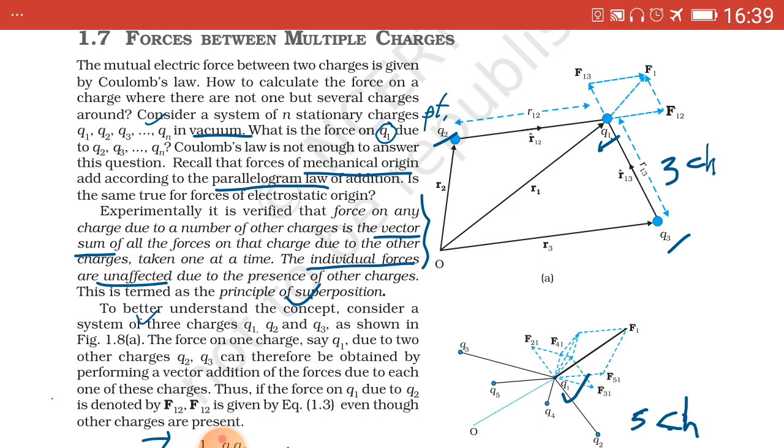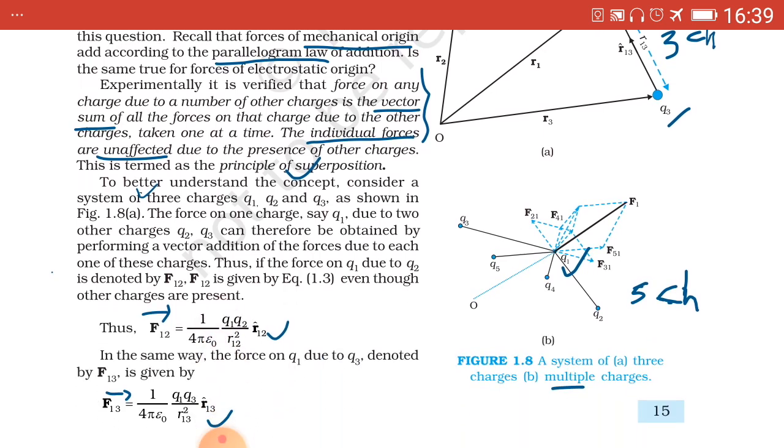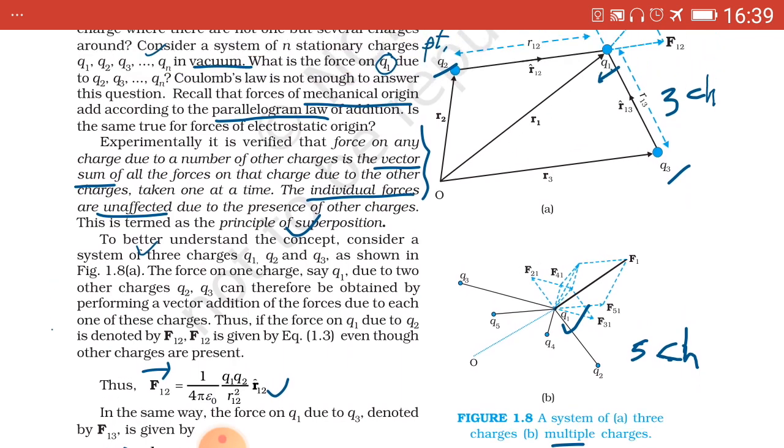And we have also to apply superposition principle. Superposition principle, which we are to study today. In the first paragraph given, consider a system of n stationary point charges. You add the word point charges. Stationary point charges Q1, Q2, Q3 and up to Qn in vacuum.